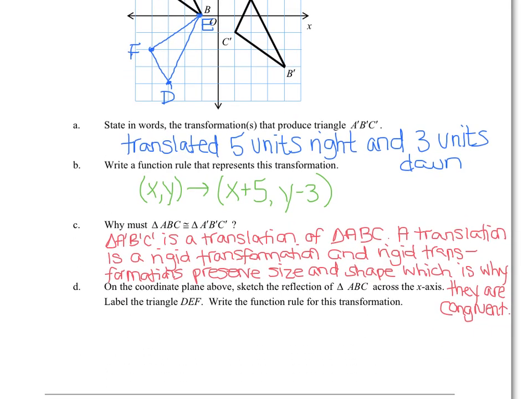The function rule for this transformation is our coordinates (x, y) are going to stay the same for x, but they're going to reflect across the x-axis, meaning our y is going to become the negative. So we have (x, y) corresponds to (x, -y).